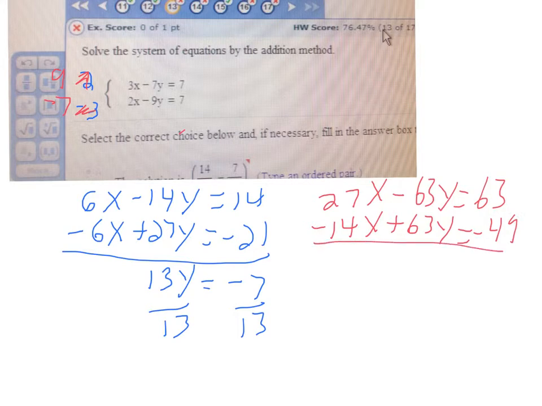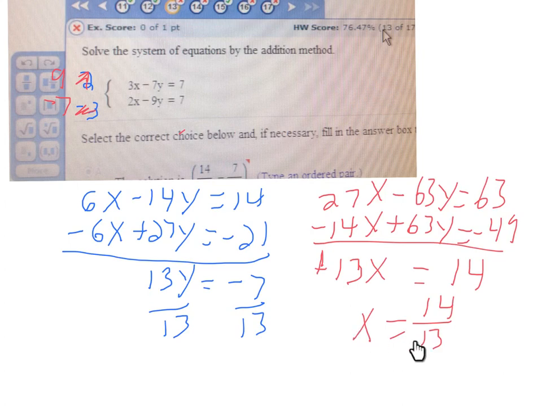So what did I do? I multiplied each of these numbers by 9 here. And I multiplied each of these by negative 7. That way we end up with opposite coefficients on y. I want to add these equations. It'll be positive 13x equals 14. Divide each side by 13 here, so x equals 14 over 13. And so here I have the answer for x and y. I hope this helps.